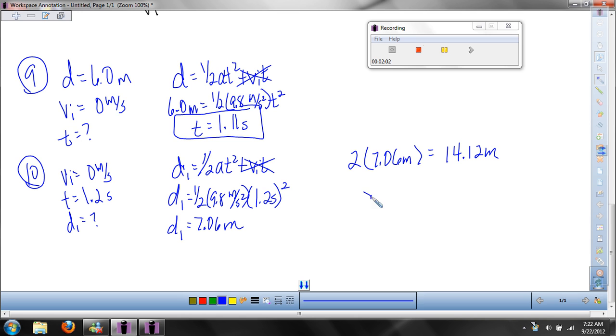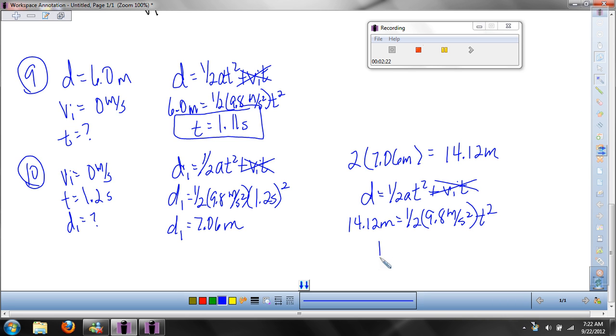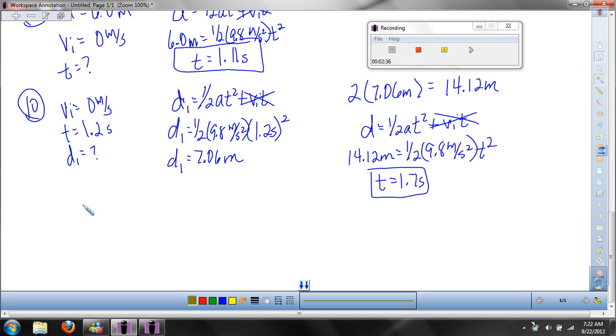So I'm going to do the exact same equation. And I'm going to start it from rest again. This time I'm going to let the ball fall all the way to the ground. So 14.12 meters equals 1/2, 9.8, t squared. So I solved for t, and I believe I got 1.7 seconds. Let me check. Yes, I did. All right. That was number 10. We're going to move on to number 11.